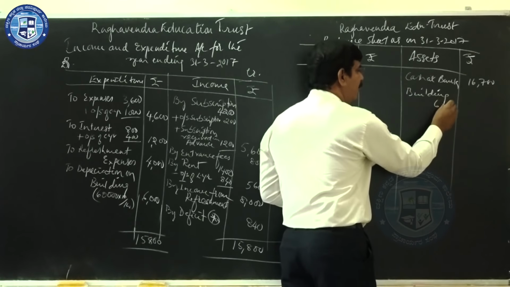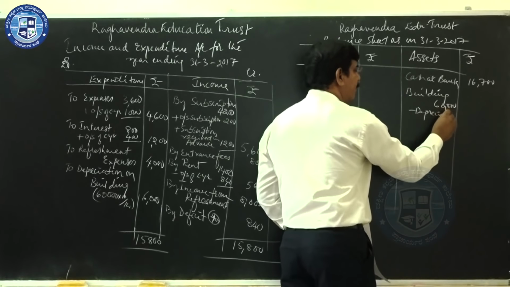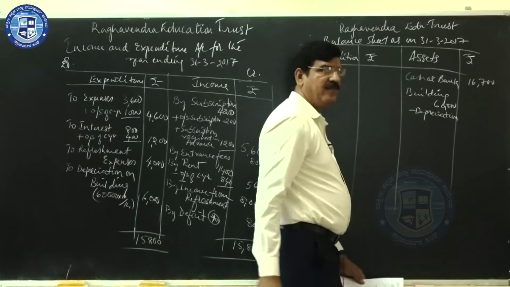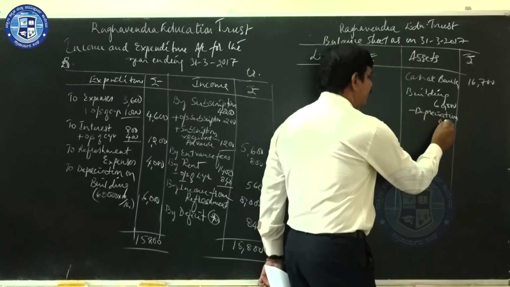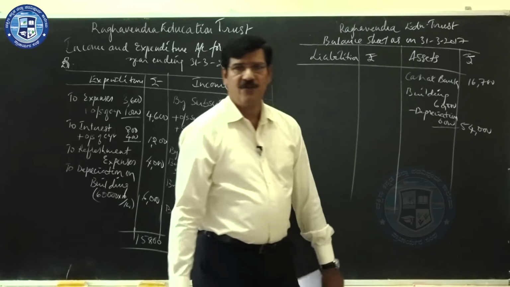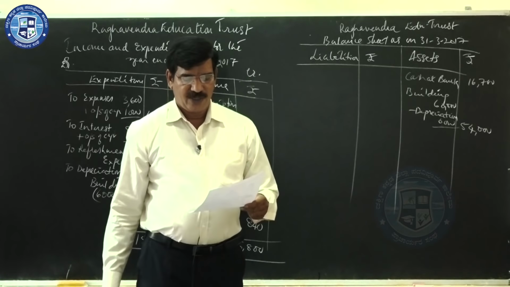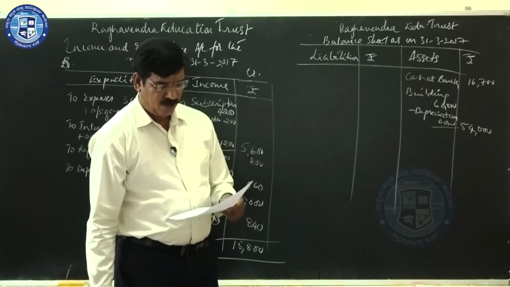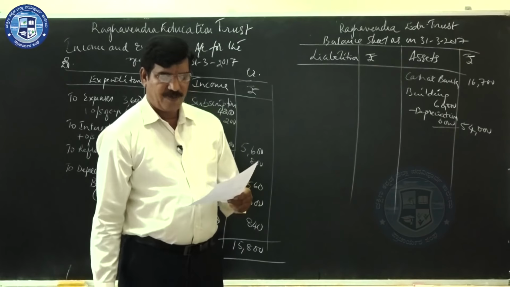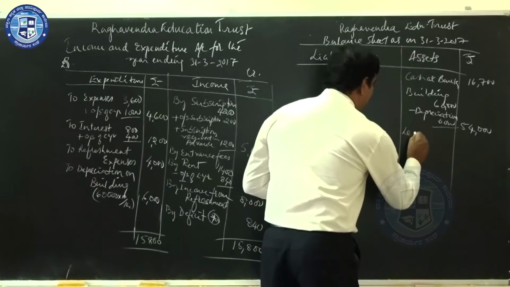The amount we have already written is 60,000, of which the depreciation entered in the income and expenditure account is 6,000. So 54,000. Building is over. In the opening balance sheet, no other fixed asset is found. Look at the payment side. In the payment side, leasehold land is there, 8,000.